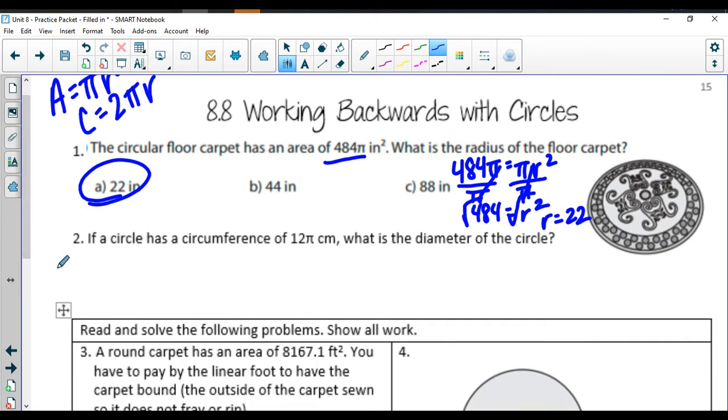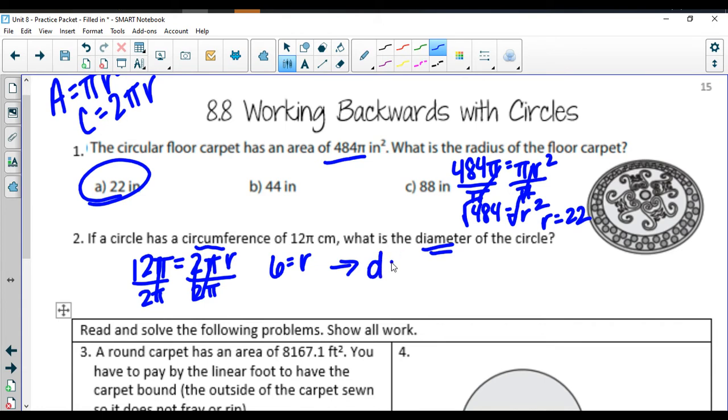Number 2, if a circle has a circumference of 12 pi, what is the diameter of the circle? So this is our circumference. So we're going to be using the 12 pi is equal to 2 pi r. So we're going to divide by 2 pi on both sides. The pi's cancel out like we saw in our notes, and 12 divided by 2 is going to be 6, which is equal to your radius. The question, though, asks for the diameter. So because the radius is 6, the diameter would be that doubled. So it's going to be 12 centimeters for number 2.